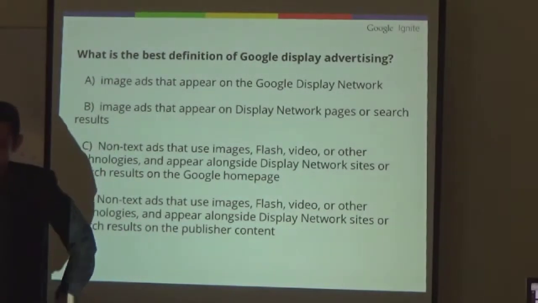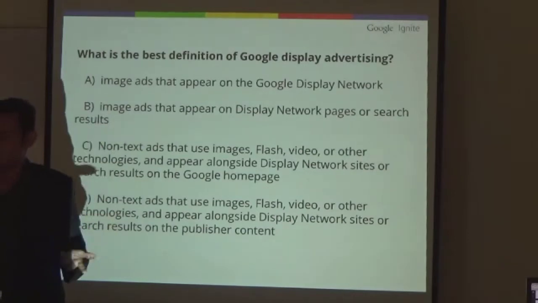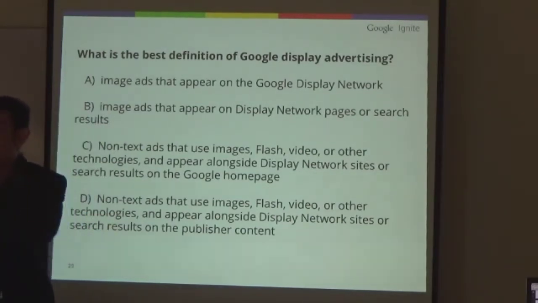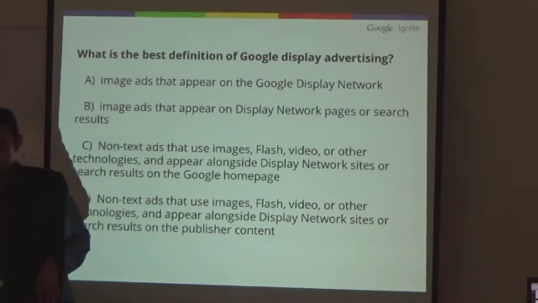Next question. Again, I've mentioned there will be no answers on the deck, so please participate with me on this. What is the best definition of GDN, Google Display Network? How about A, image ads that appear? True or false? How come it's false? Because GDN has image ads, yes? Did I mention that in GDN you have image ads? Now how come A is false? It's not the best definition. You're right, you're right. I'm just testing you. So have confidence.